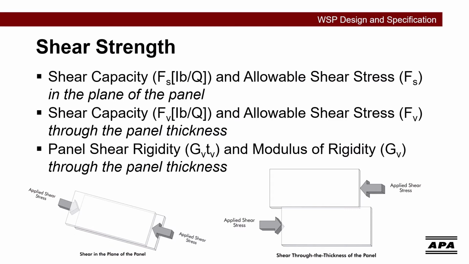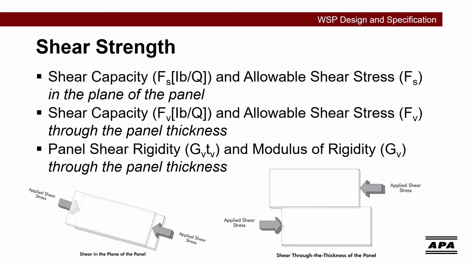There are two types of shear strength for wood structural panels: in the plane of the panel and through the panel thickness. Shear capacity in the plane of the panel is the capacity to resist horizontal shear forces when loads are applied or developed on opposite faces of the panel, as they are during flatwise panel bending. The graphic on the left of this slide helps visualize this loading within the panel.